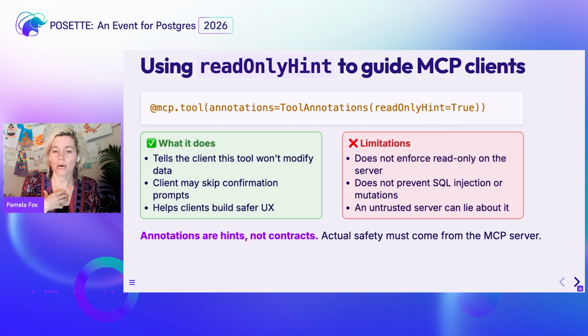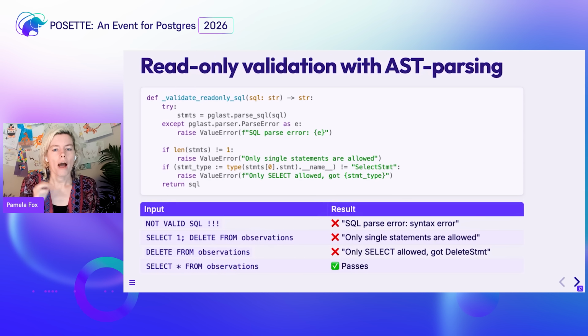So it is up to us as the developers of the MCP server to make sure that the tool is in fact read only, if that's important to us. So how can we do that? The first thing we have is that call that validates the SQL. This call uses the library to parse the SQL statement into an abstract syntax tree, an AST, and then checks to make sure, hey, there can only be a single statement here, not multiple statements. And that single statement has to be a select statement. Can't be insert, delete, update, etc.